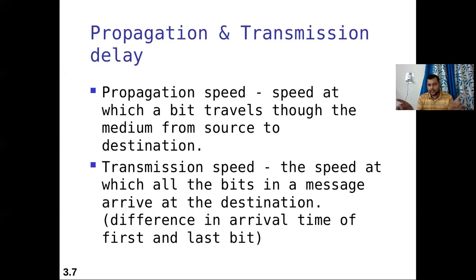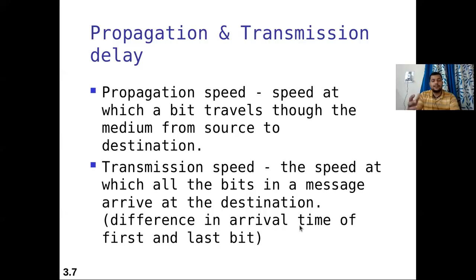So the delay in between, T1 minus T2, or that absolute difference between T2 and T1, will be the transmission delay. In other words, suppose at time T1 you have pushed the first bit of its signal over the wire, and at time T2 you have pushed the 10th bit over the wire. The absolute difference between T2 and T1 is nothing but the transmission delay.